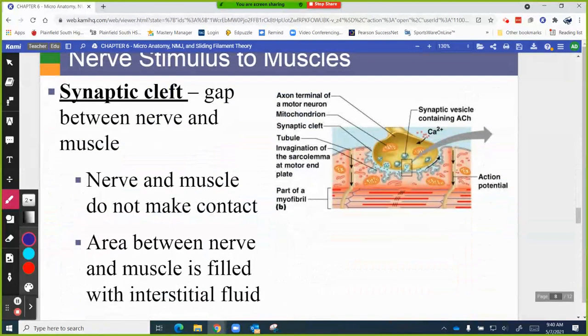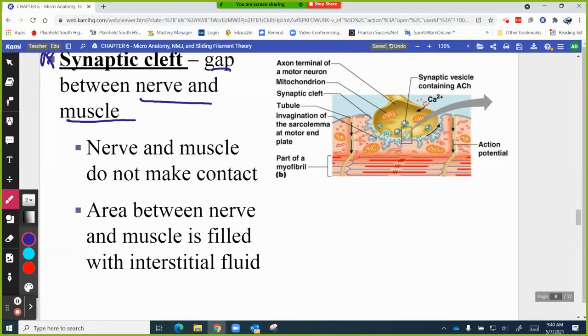So same idea as in the nervous system again. We've got a synaptic cleft. That's the gap between the nerve and muscle. That area is filled with interstitial fluid, which allows chemicals to be transferred back and forth between the two.